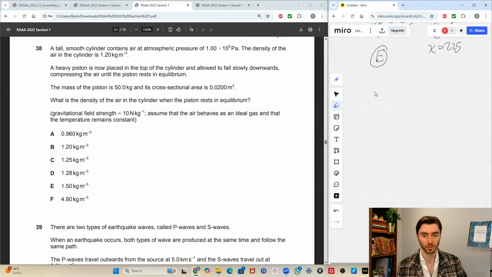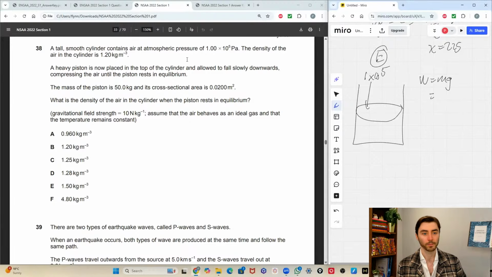So what happens is you draw your cylinder. The piston has gone down to here. And when it's in equilibrium, you have to remember this air pressure, which is 1 times 10 to the 5. Now, this weight is mass times g. So it's 500 newtons acting down. The pressure is that 500 newtons acting over the area of 0.02. Let's multiply by 100 and then cancel that to make that 25. So that's 2.5 times 10 to the 4 is the pressure of the weight acting down.